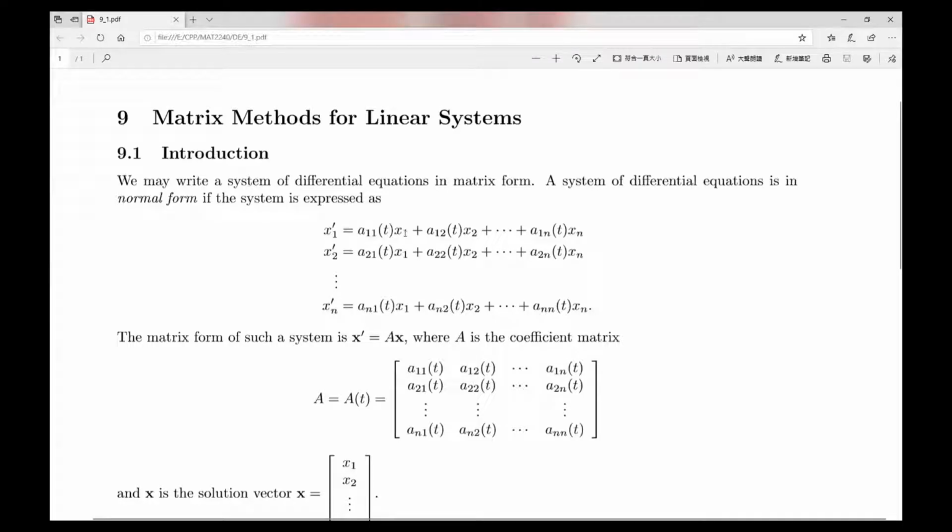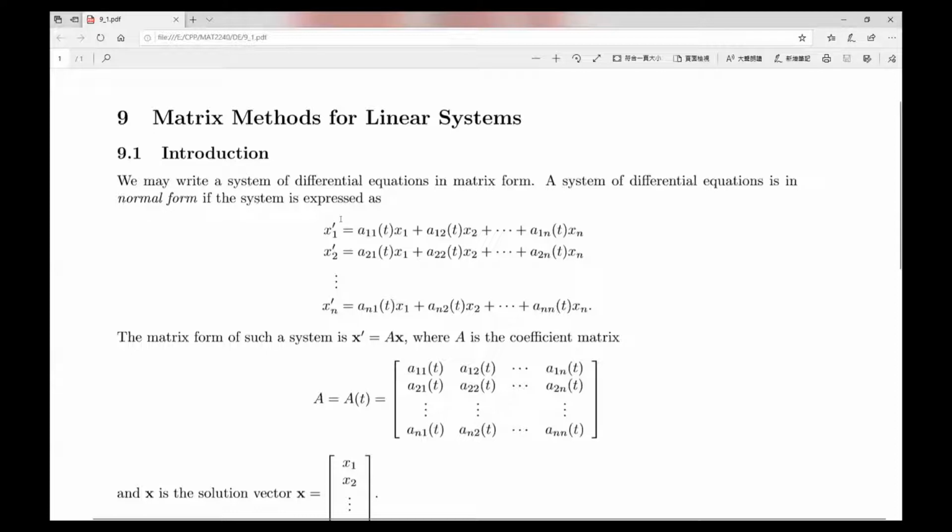All right, 9.1. This is our first section of chapter 9. It's pretty short. Let's just take a look at the notes together. So 9.1, we're looking at introductions to matrix method for linear systems. First we look at this normal form.